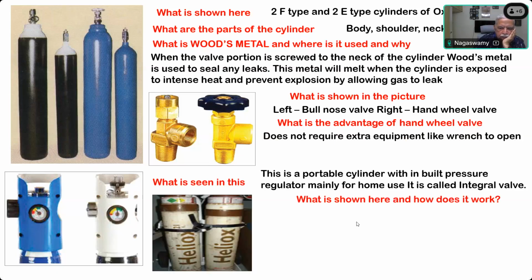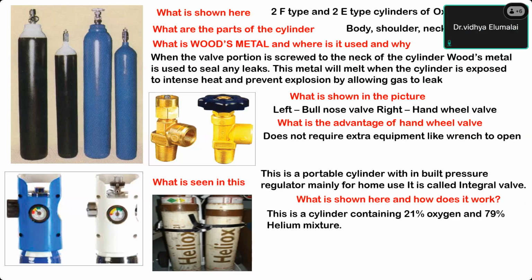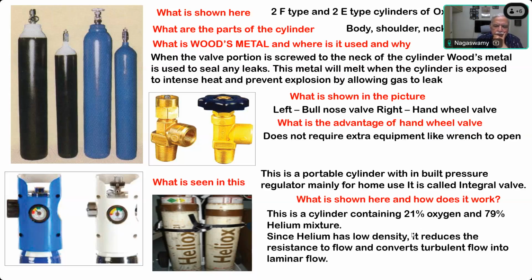What is shown here and how does it work? Heliox, a mixture of helium and oxygen. What is the percentage? 21 and 79, containing 21% oxygen and 79% helium. Helium is low density, reduces the resistance to flow, and converts turbulent flow into laminar flow.